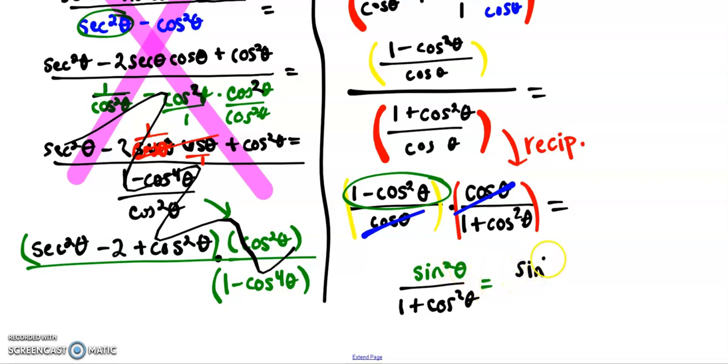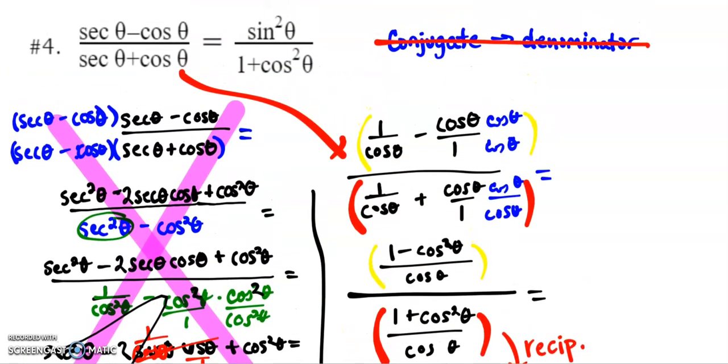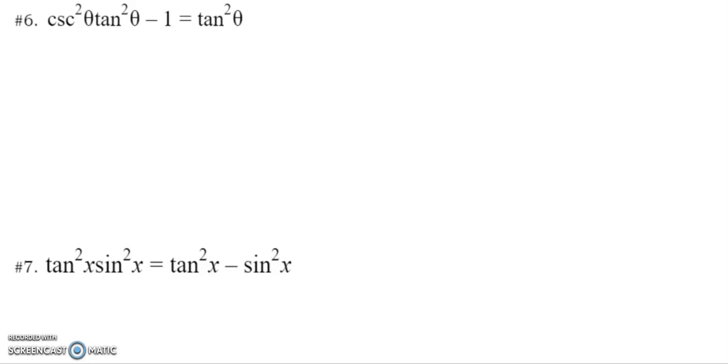Sine squared over 1 plus cosine squared. Awesome. QED, quite easily done. Not so much. But the second time, much better, right? There we go. So sometimes you win, sometimes you got to redo it. It happens. All right.